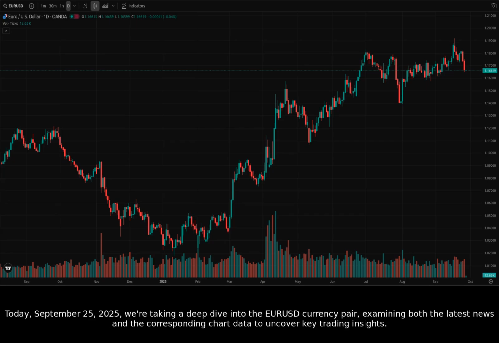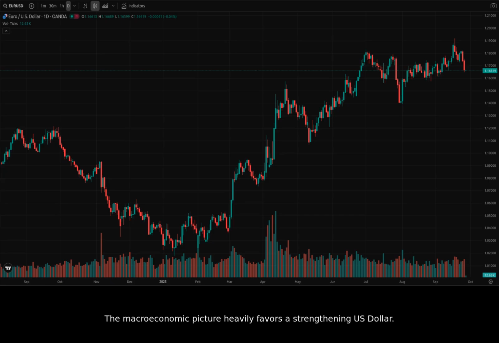Today, September 25th, 2025, we're taking a deep dive into the EURUSD currency pair, examining both the latest news and the corresponding chart data to uncover key trading insights. The macroeconomic picture heavily favors a strengthening US dollar.